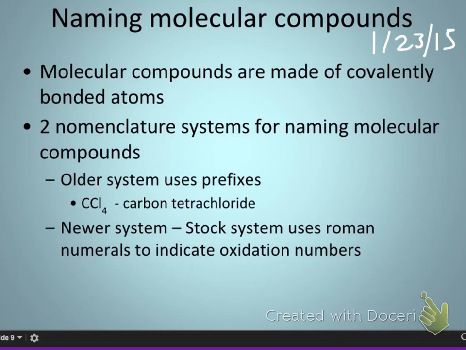So these are things that are held together by shared electrons. They're covalently bonded. And there are actually two naming systems for these things. The older system is the prefix system, and that's the one that we're going to focus on.